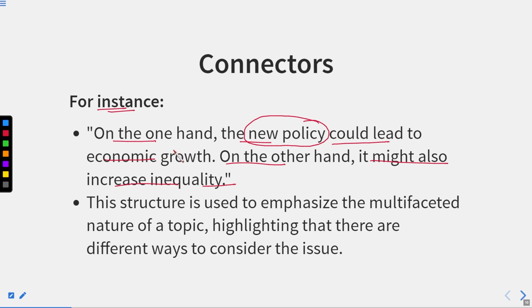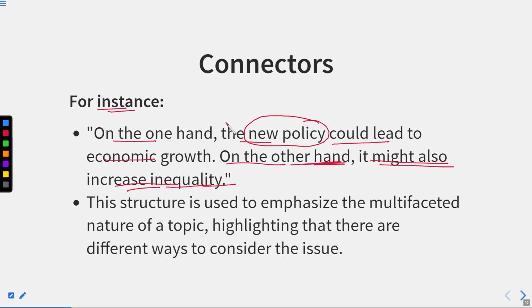So it could lead to economic growth. It means it is a positive side of that. On the other hand, it might also increase inequality. So this is the negative point about the same policy. For the same policy, we are discussing two viewpoints. One is positive and another is negative, and we are writing both statements in a single sentence. So this is how we use "on the one hand" and "on the other hand."